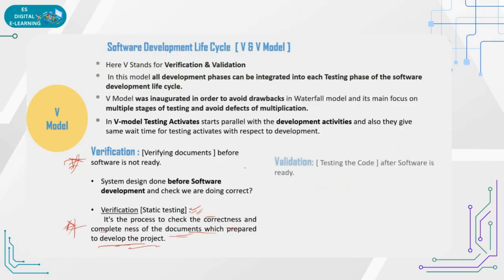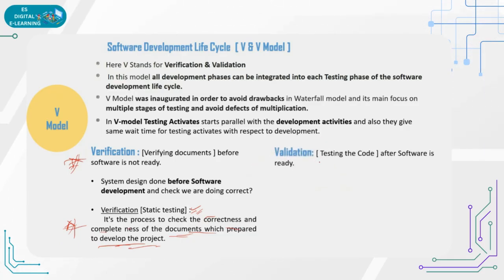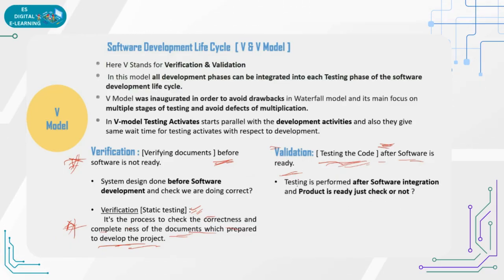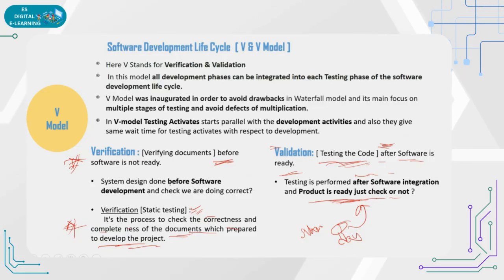Next is validation. Validation is testing the code after the software is ready. Verification is before the software is ready; validation is after. Testing is performed after software integration, once the product is ready. The software is developed and tested, and we need to deliver it. Before delivering the software, we do validation. Before implementation of the software, with respect to the documentation, we do verification.